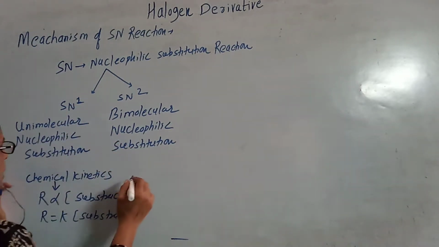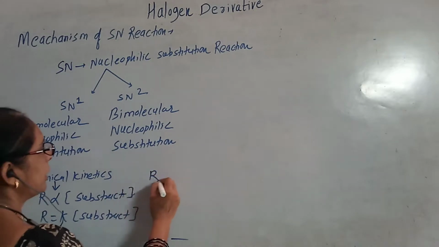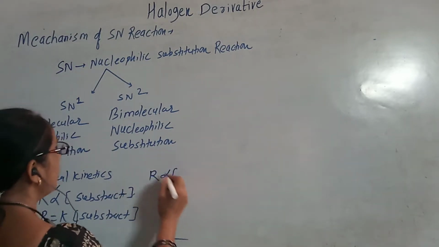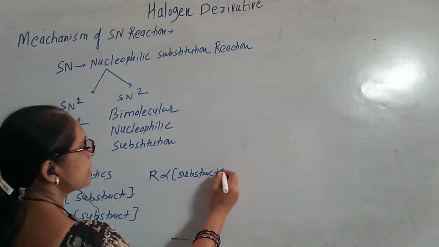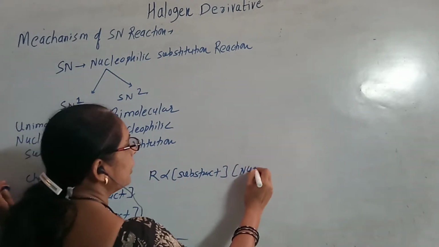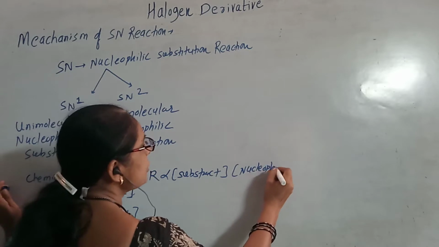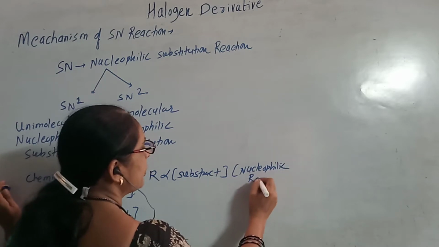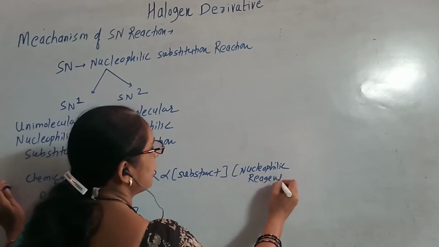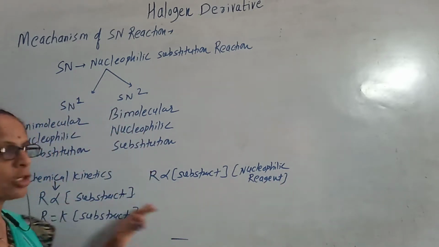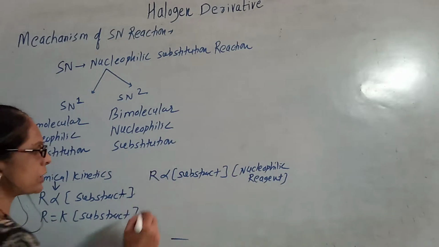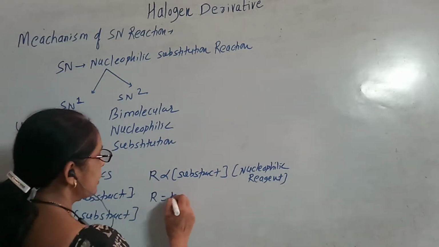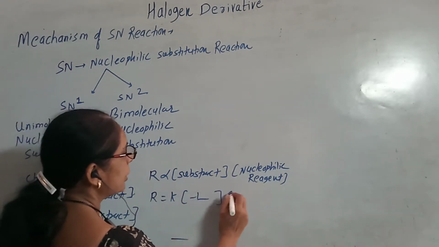Now in the SN2 reaction, from chemical kinetics, the rate of reaction depends upon the concentration of the substrate as well as the nucleophilic reagent. That is, here the concentration of the alkyl halide and the nucleophile. The rate depends on both, so this is a bimolecular reaction.